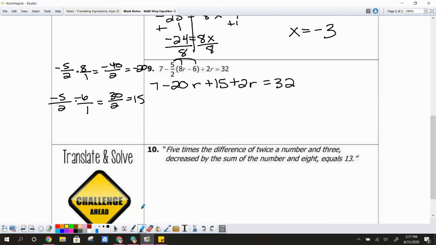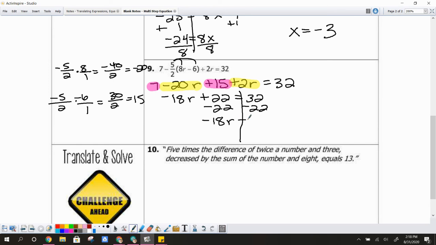And then I can go ahead and combine my like terms, our r terms, and constants. Now I can actually add those together. So -20 plus 2 is -18. And then 7 plus 15 is a positive 22. All right, and then we're going to get rid of our addition first. Divide both sides by -18.